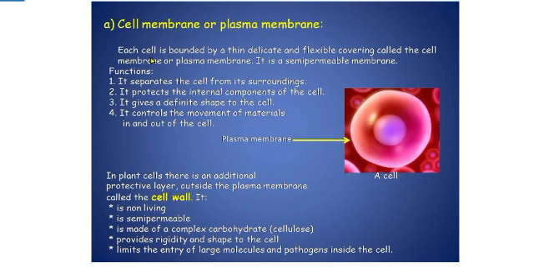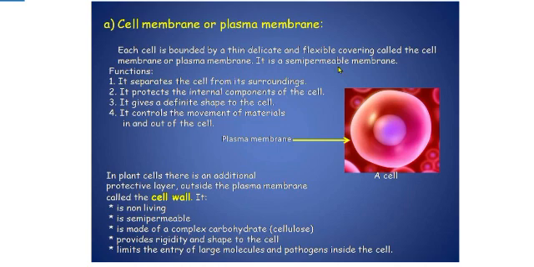Each cell, whether it is of a unicellular organism or multicellular organism or any kind of cell, is bounded by a thin, delicate and flexible covering. It is a very thin and flexible covering, and delicate means fragile. Flexible means it can change its shape. It is a covering. This is called cell membrane or plasma membrane.